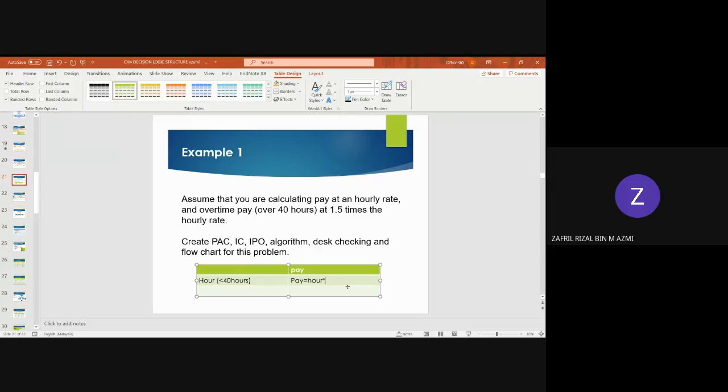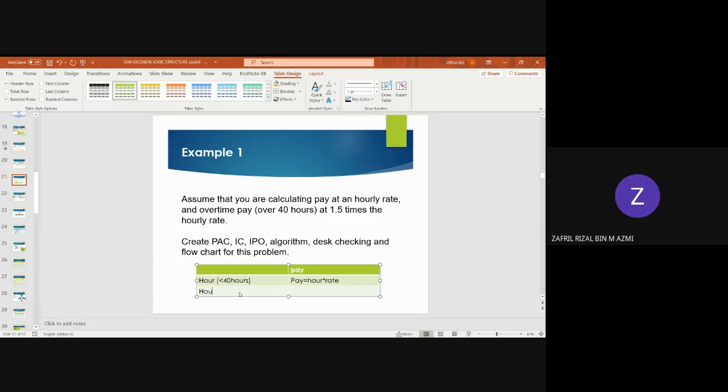Hourly rate, right? If you times by 1, if I work for 24 hours, I will get 24 ringgit. Is it correct? No, right? So it is based on the rate. Rate isn't mentioned over here, so it is up to the user to enter the rate, right? Is it correct, class?